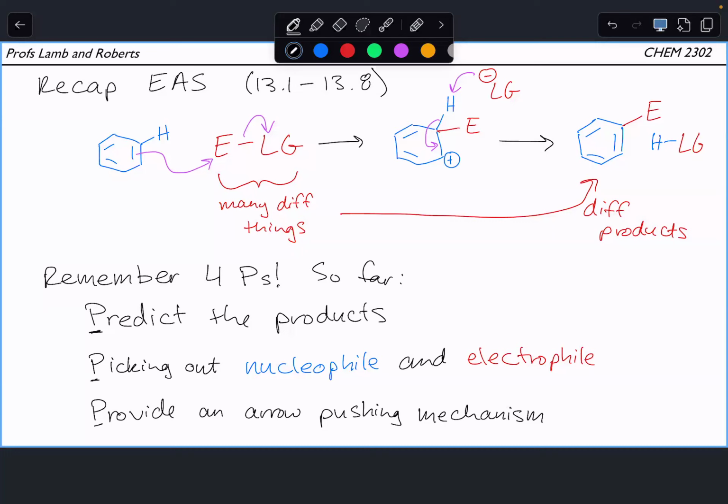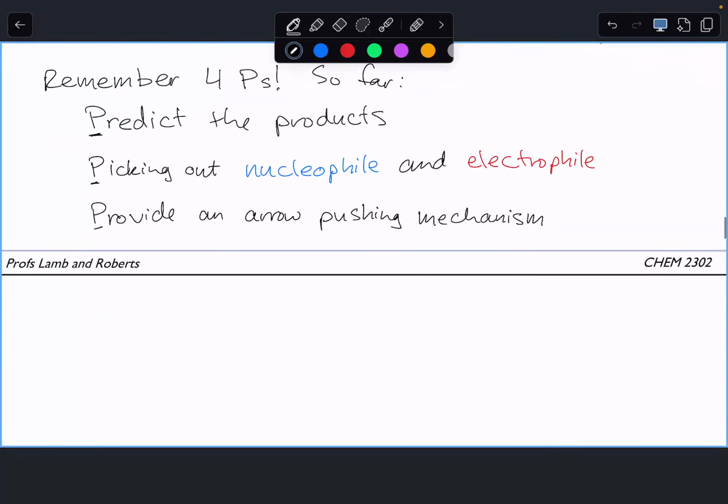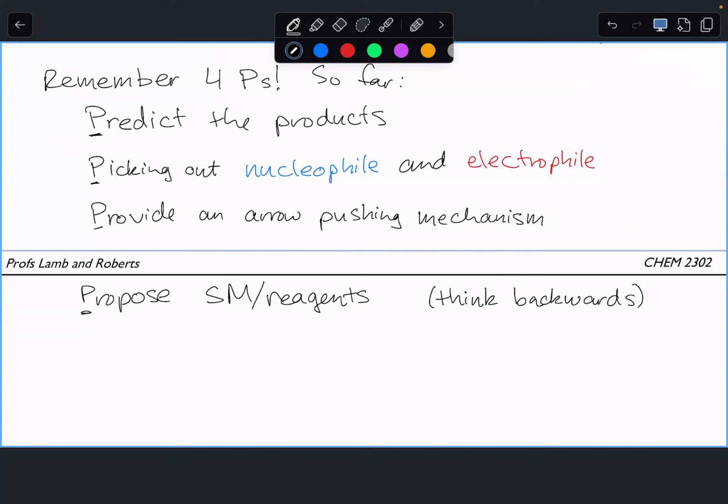So you've done all of that for all of these different versions of electrophilic aromatic substitution, including halogenation or nitration or sulfonation, all of those, right? We have not really done too much on the last P, which is propose starting materials, or reagents, which is like predict the products, but sort of thinking backwards. So I think that this one is one of the harder ones because we're used to thinking in the forward direction, and here we need to think backwards.